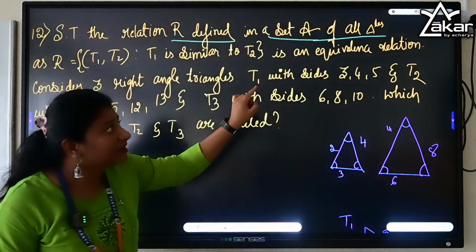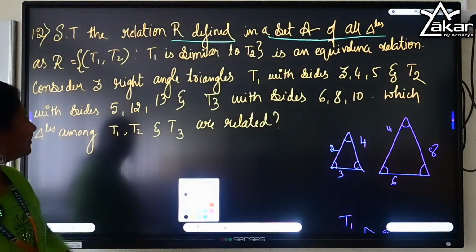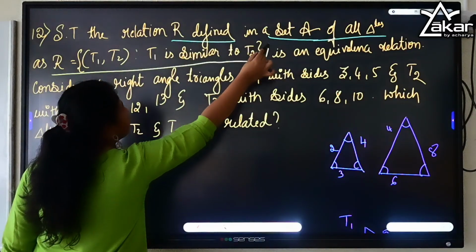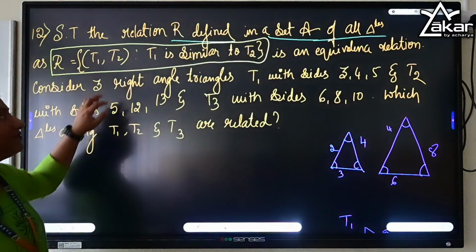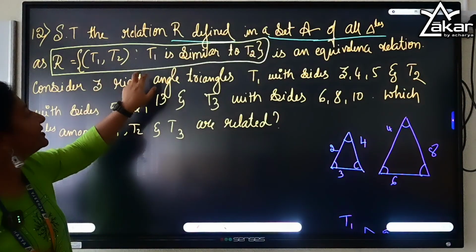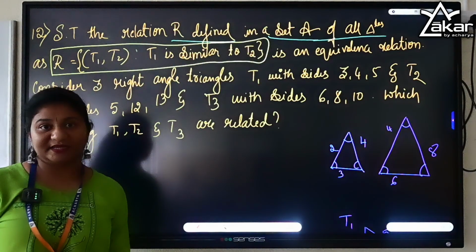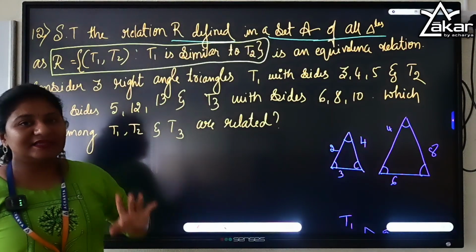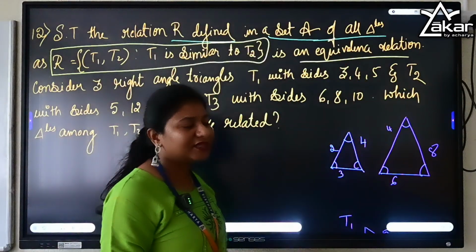So in that they have been given a relation. What kind of relation have they defined? The relation has been defined as T1 comma T2, that is, if I take any two triangles, the first triangle is similar to the second triangle. What does it mean? It is an equivalence relation. You have previously known about equivalence relations.